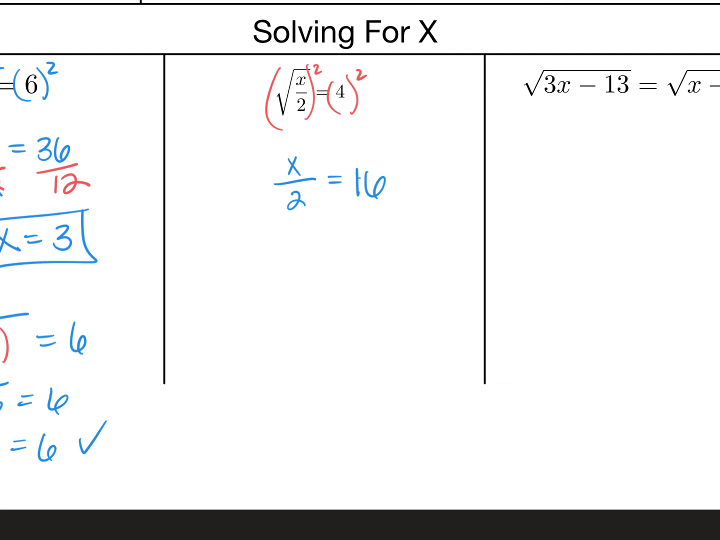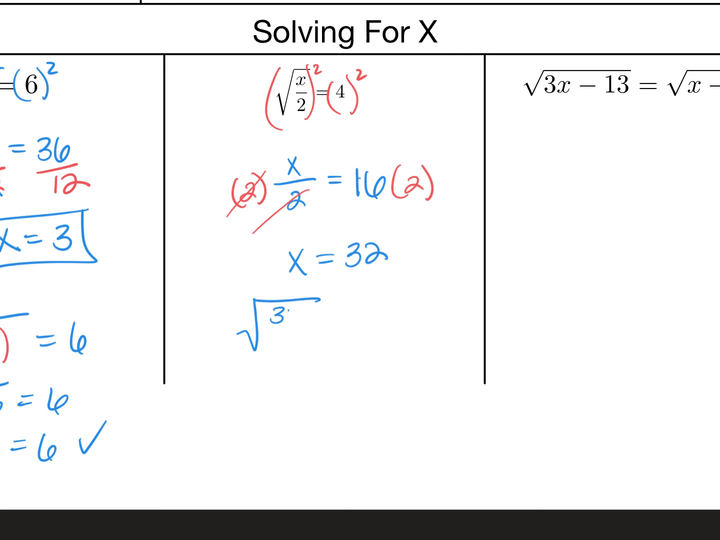Next, I have to get rid of this 2. Now, if x is being divided by 2, I'm going to do the opposite, and I'm going to multiply by 2. When I do that, it will cancel out these 2s. I end up getting x by itself, and it is equal to 16 times 2, or just 32. Now let's work that out.